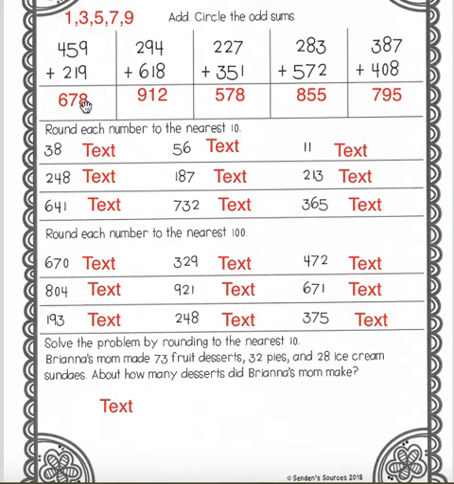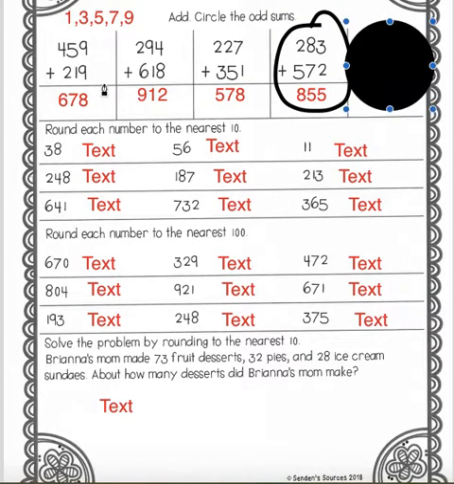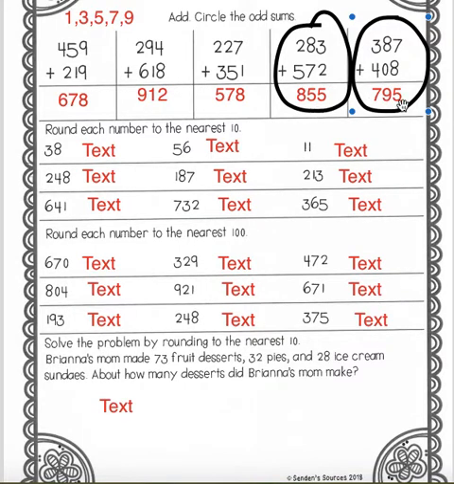So let's look at them. 678 ends in an 8, so that would be an even sum. 912 ends with a 2, that would be an even sum. 578 ends with a 2, that would be an even sum. 855 ends with a 5, that would be an odd sum. And 795 also ends with a 5, so that would also be an odd sum. So those are our two odd sums, 855 and 795, because they both end with a 5, which makes them odd. Alright, on the next part here, it wants us to round each number to the nearest 10.